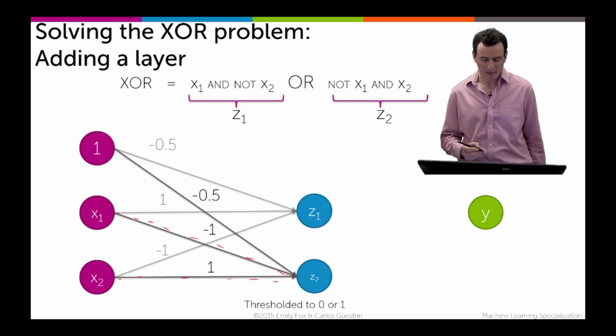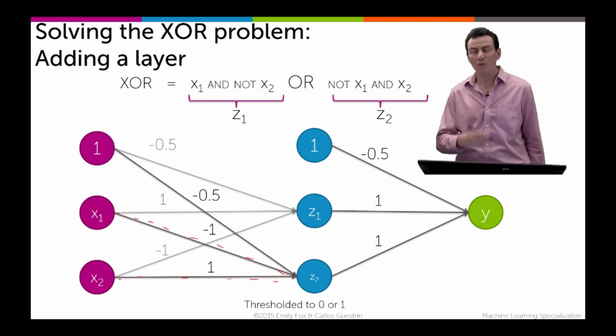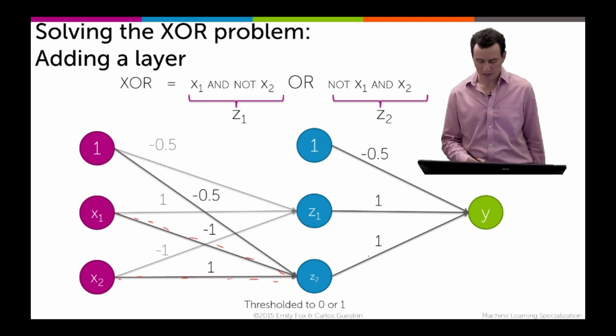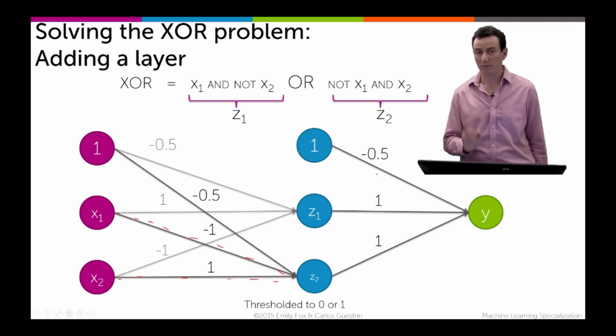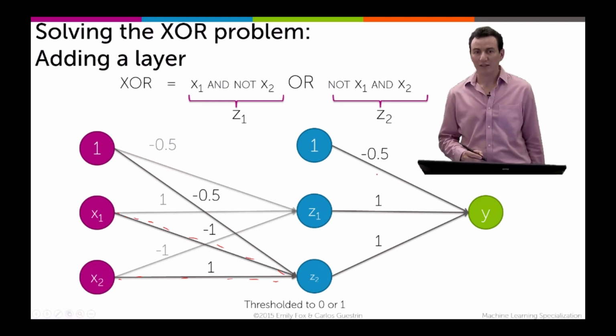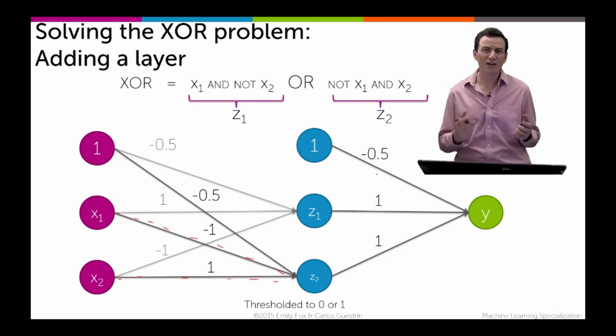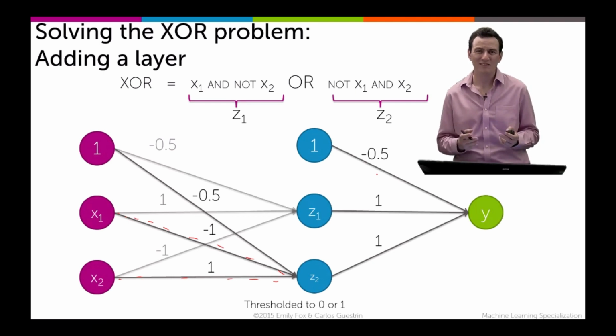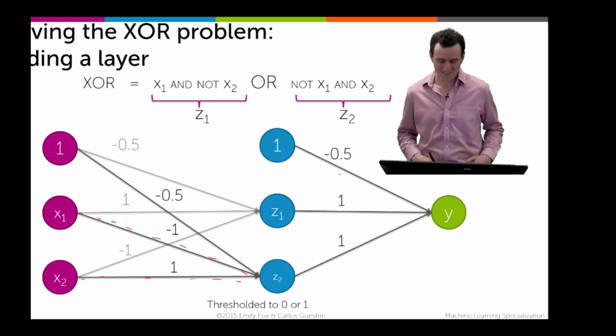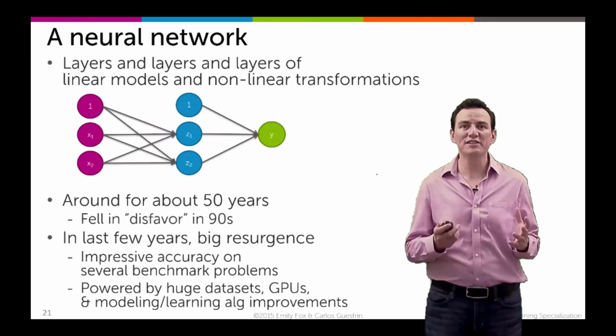And the last step, if z1 and z2 exist, all we have to do is OR them. And we already know how to OR two Boolean variables. It's just 1, 1, minus 0.5. And this is an amazing time for us. We've now built our first deep neural network. Not super deep, has 2 layers, but it is a little exciting. We just built our first neural network.